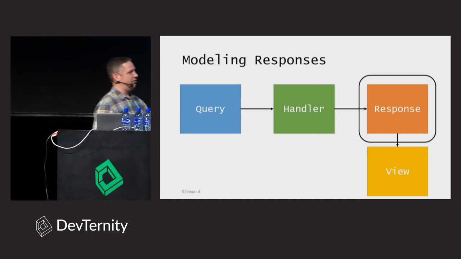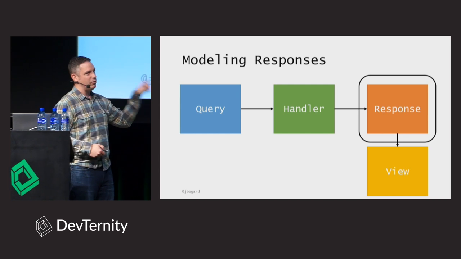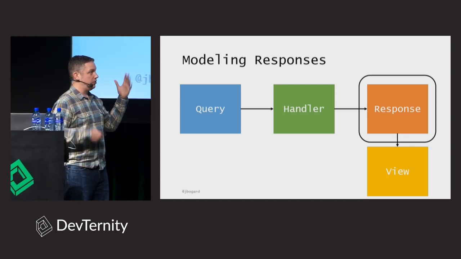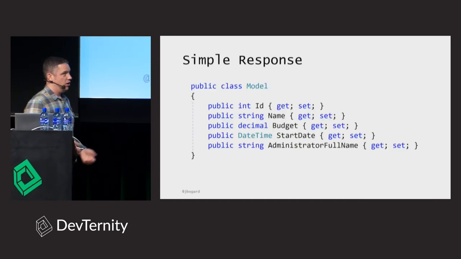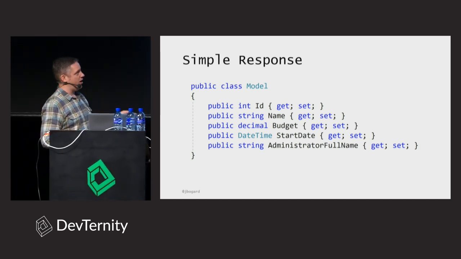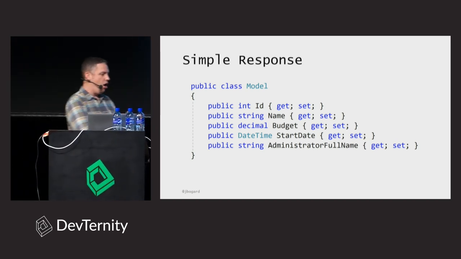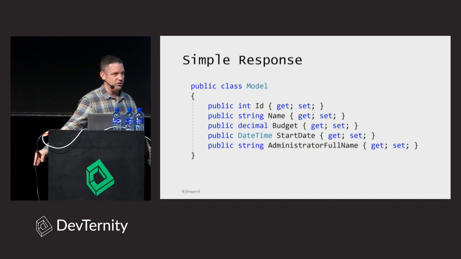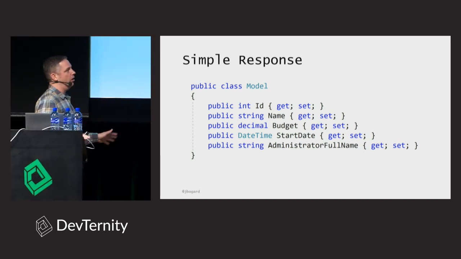So I'm going to tailor that response to exactly what the view needs to render what we see on the screen. I'm taking all the data points I see on the screen and building a response object that represents only that information that I could see on the screen and nothing else, nothing more.